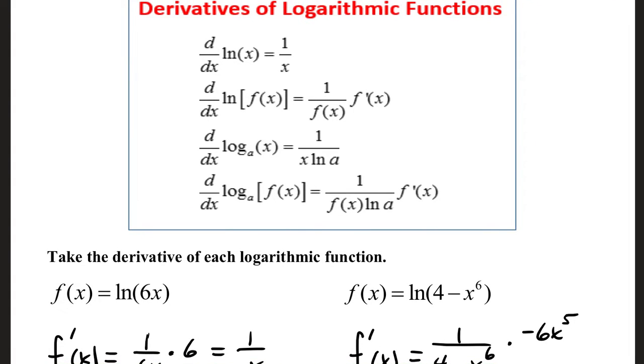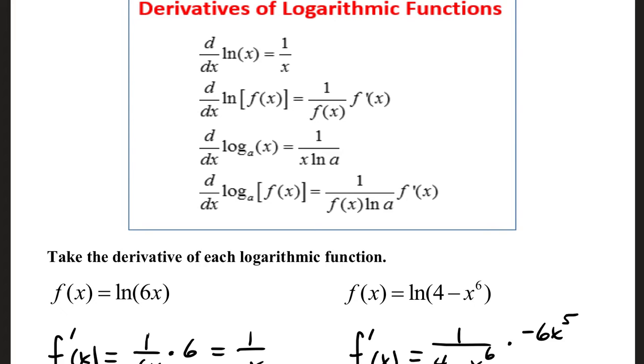Derivatives of logarithmic functions. We have two types of logarithms that we're going to investigate. Logarithms with a base number e, those are called natural logs, written with an ln. In that case, we'll either have natural log of x, just x, or natural log of some function of x, where the derivative is no longer 1.